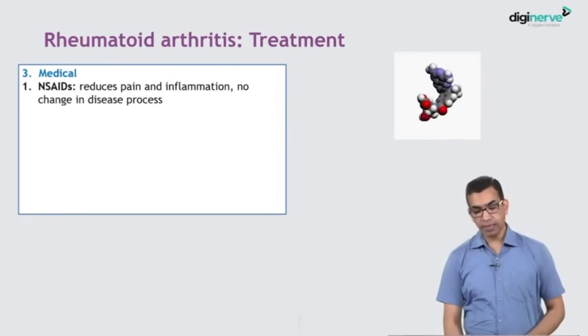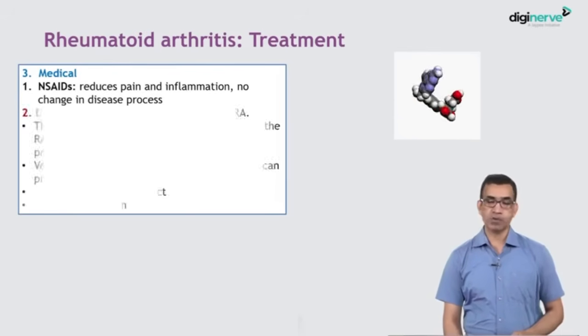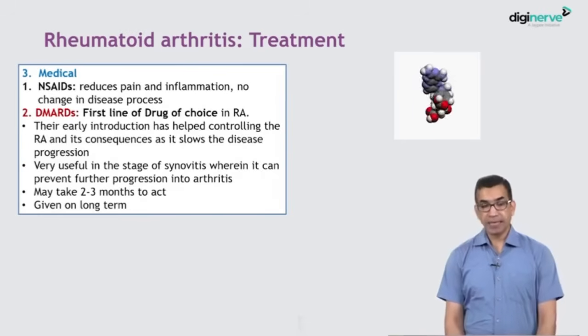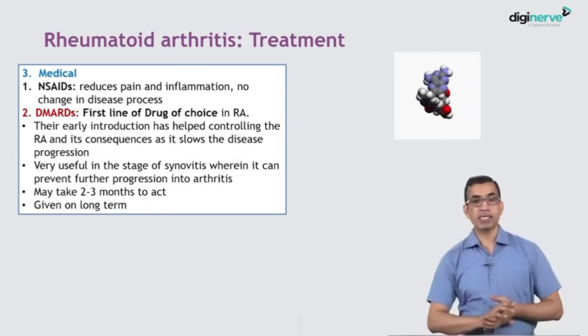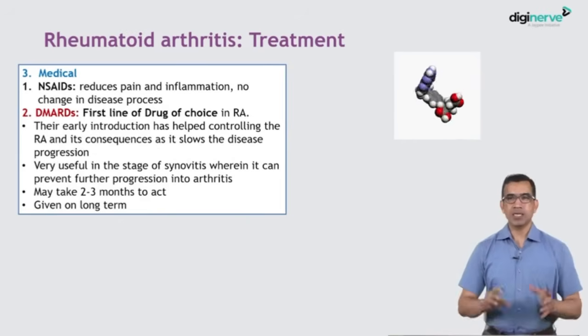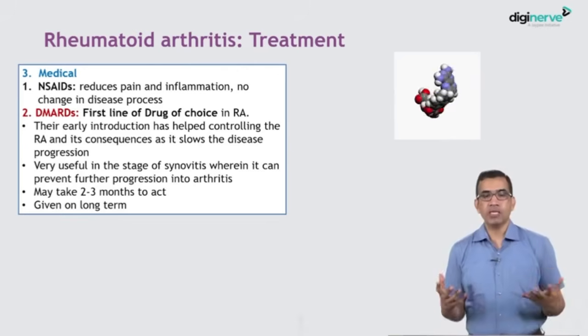So NSAIDs help in reducing the pain and inflammation, but they don't change the disease process. The disease process remains the same. But they have to be given along with the disease modifying agents because disease modifying agents are going to take at least 6 weeks, 8 weeks, 3 months to act in full. And till then, patients have to be given some pain relief.